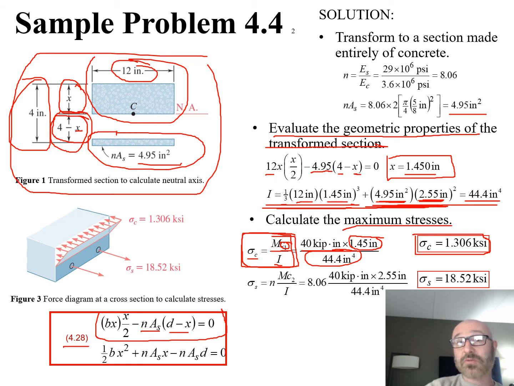Now, if we want to do this for our steel, we can simply take what we did in the first part and multiply by that value for n. So we can multiply 8.06 times that 40 times. The difference is that we're now using a c2 rather than the c1 for this distance, because we did these separately. So that's 2.55, but the same I value. And we find that our max stress for the steel is going to be equal to 18.52 ksi.